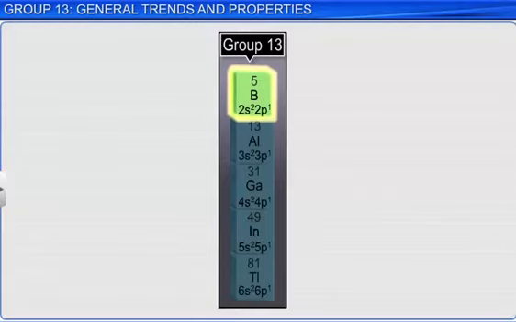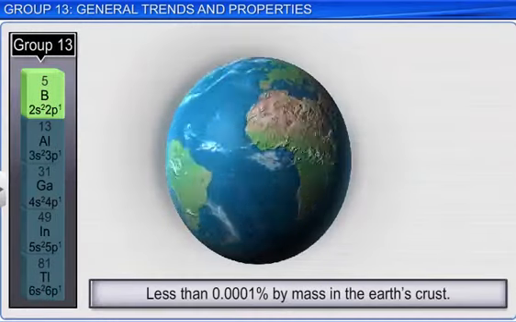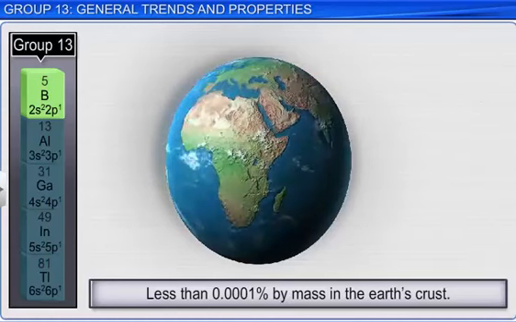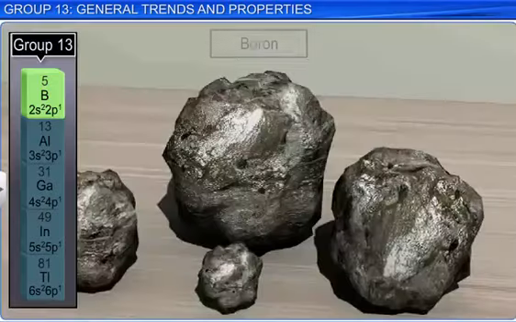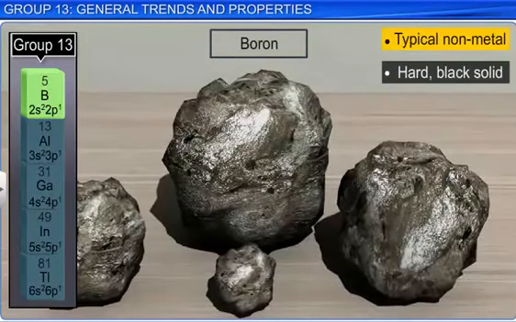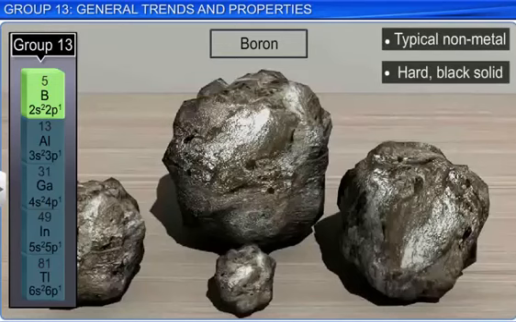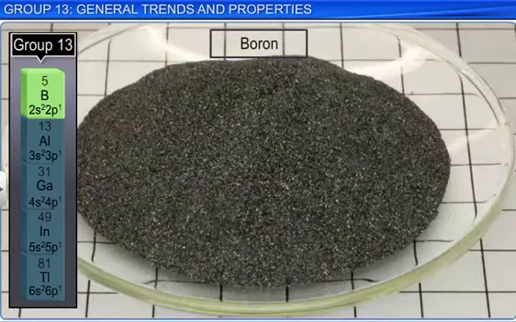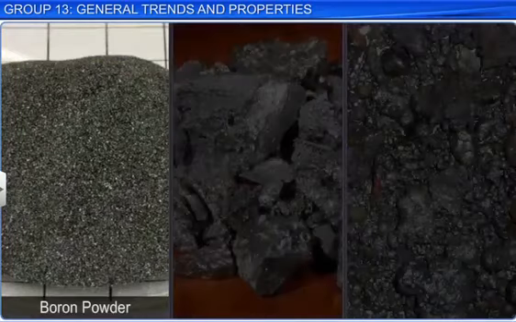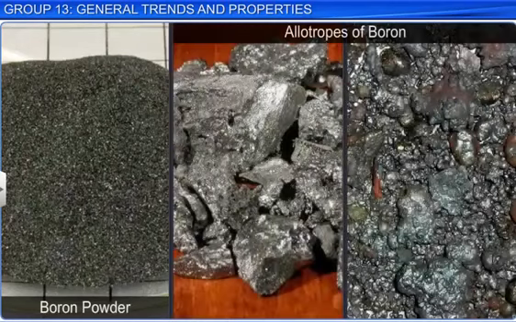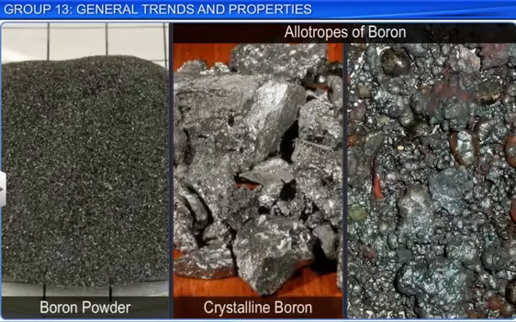Boron is a fairly rare element, less than 0.0001% of the Earth's crust by mass. This typical non-metallic element is found as a hard, black solid in its pure form. A photograph of boron powder is shown here. In addition to boron powder, boron occurs in several other allotropes, including crystalline boron and alpha boron.